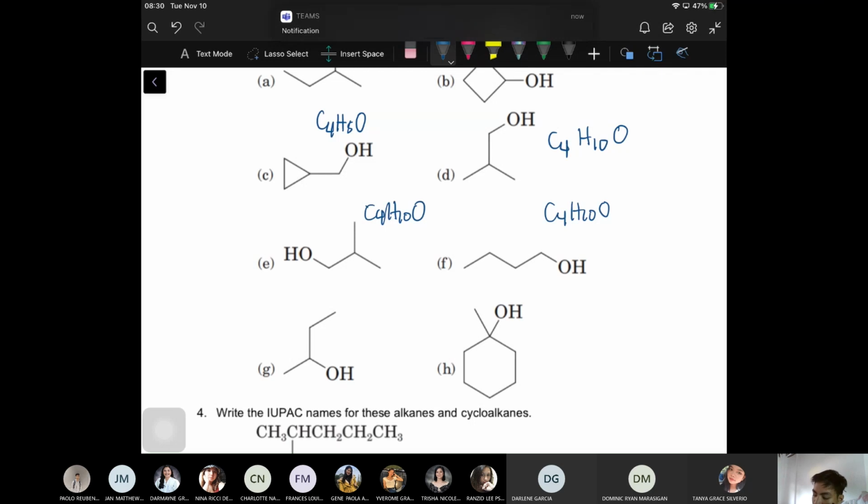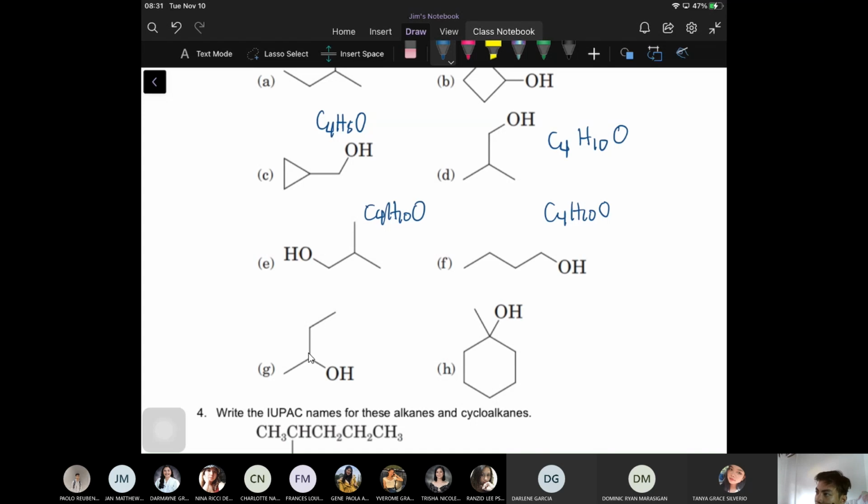C4H11O. So check natin. Apat na carbons to: 1, 2, 3, 4. Tatlong hydrogen, dalawa, isa, and isa. Okay? So 3 hydrogens, isa dito, dalawa dito, tatlo doon. Isa dito kasi may tatlong bonds. Ito dalawa kasi may dalawa nang bonds, no?